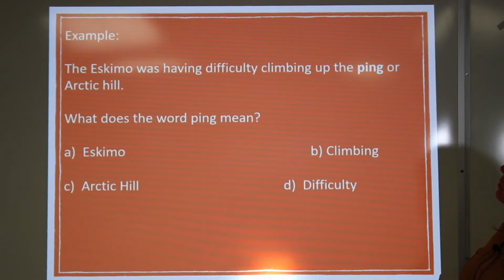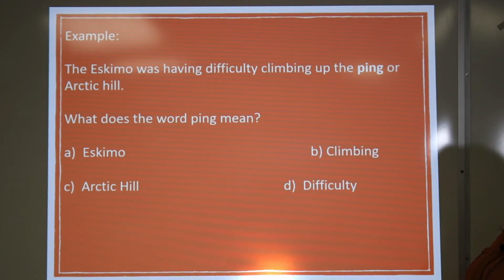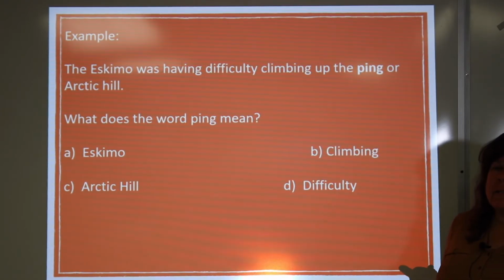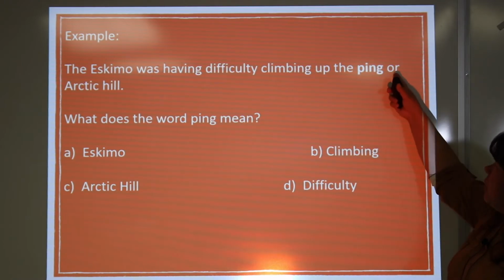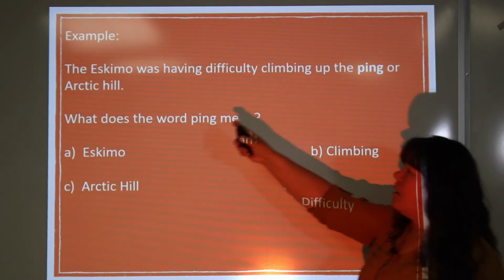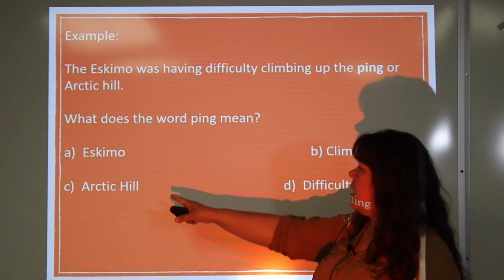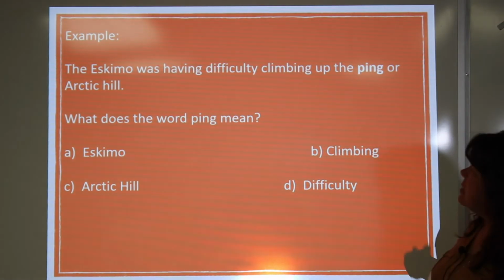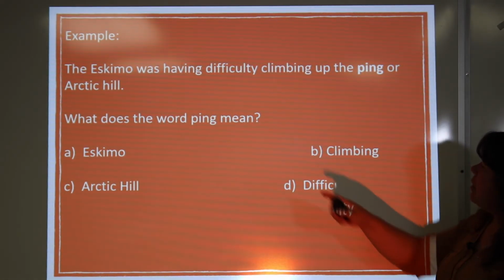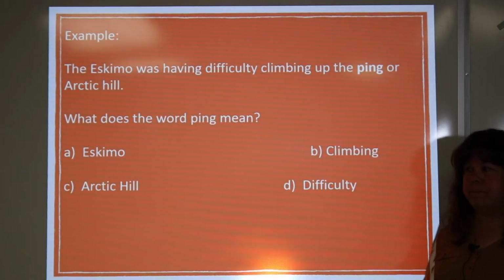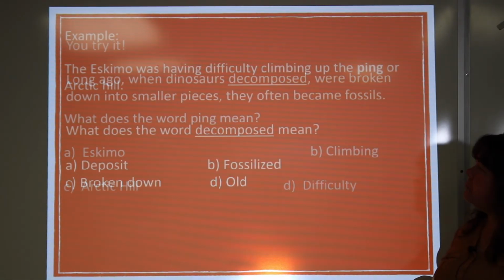So it says the Eskimo was having difficulty climbing up the ping, and then now it tells me what ping means, or another word for this is Arctic hill. So my answer would be C. The Eskimo was having difficulty climbing up the Arctic hill, and it makes sense. So the answer is C.